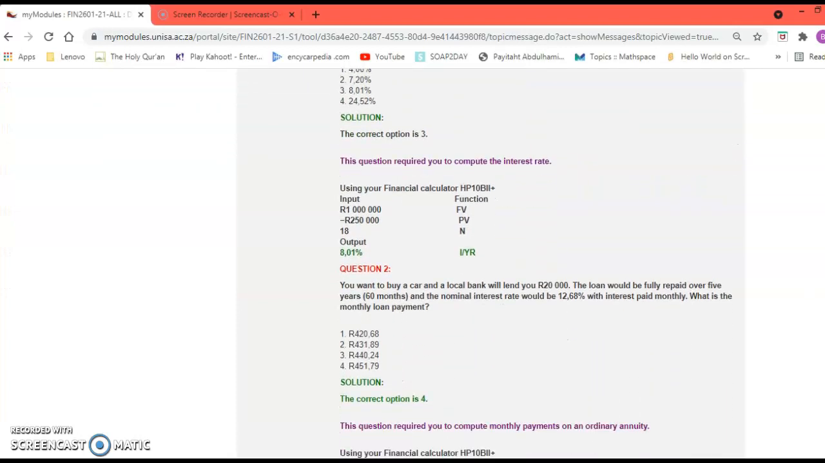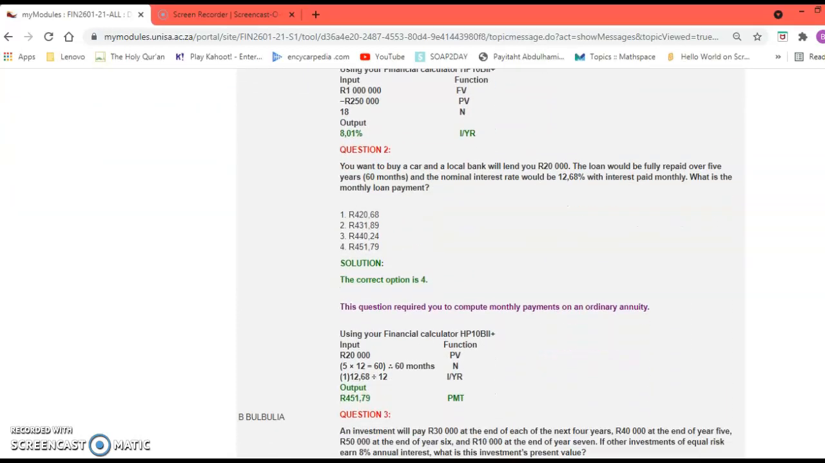This is a very basic calculation. Let's go on to question number 2. You want to buy a car and a local bank will lend you 20,000 rand.